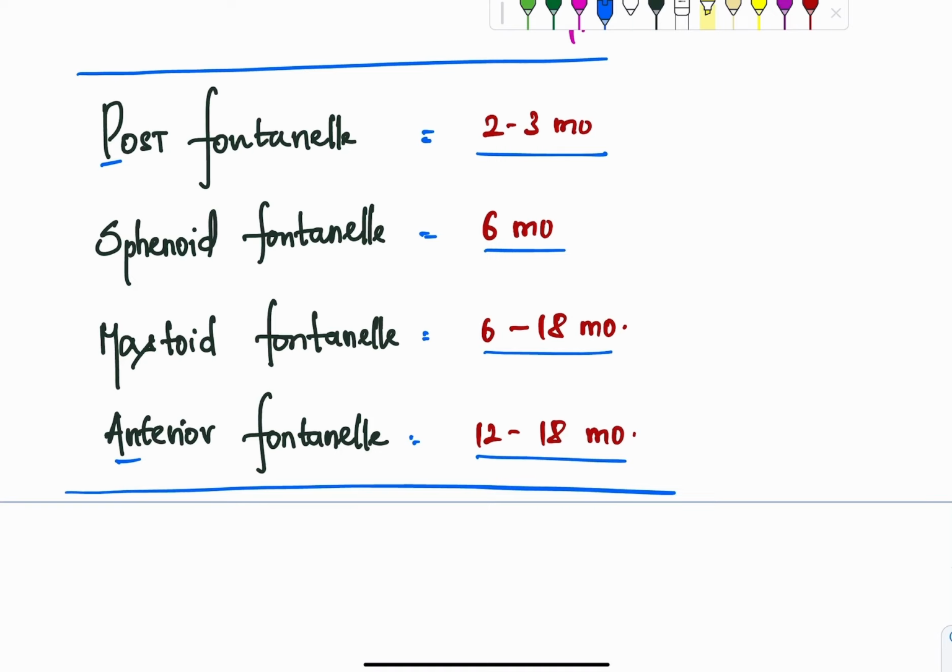For example, if posterior fontanelle closes before 2 months, if sphenoid fontanelle closes before 6 months, if the remaining also close before 6 and 12 months, then this is called premature fusion, premature closure of fontanelles. Okay, so how does a premature closure of fontanelle look? We shall discuss one by one now.